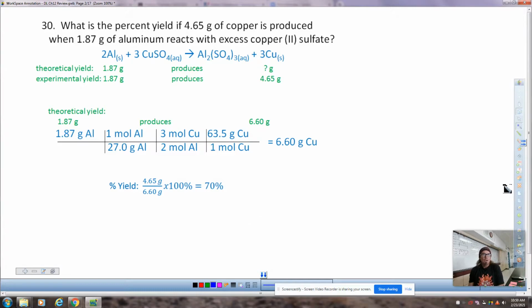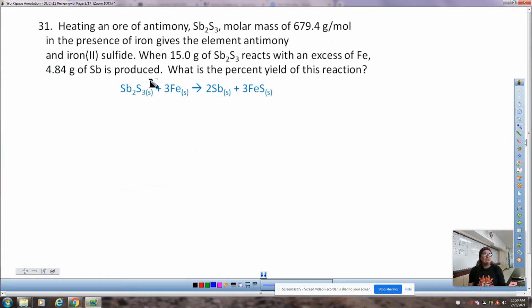Okay. Question number 31, heating an ore of antimony, antimony sulfide with a molar mass of 679.4 grams per mole in the presence of iron gives the element antimony and iron sulfide. When 15 grams of antimony sulfide reacts with excess iron, we produce 4.84 grams of antimony. So this is the experimental value. What is the percent yield?